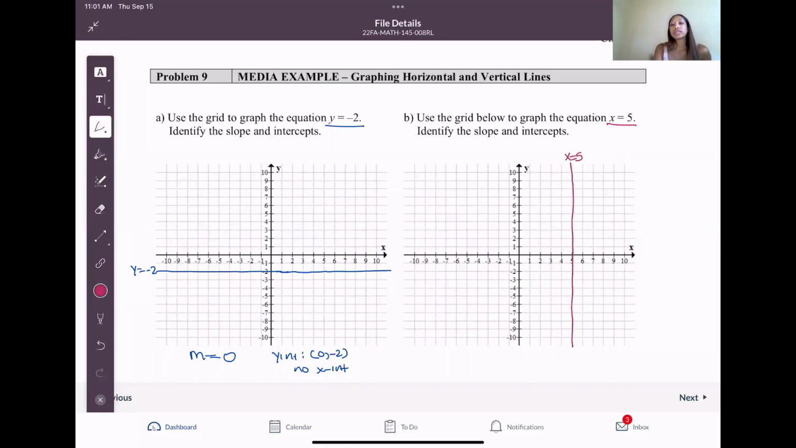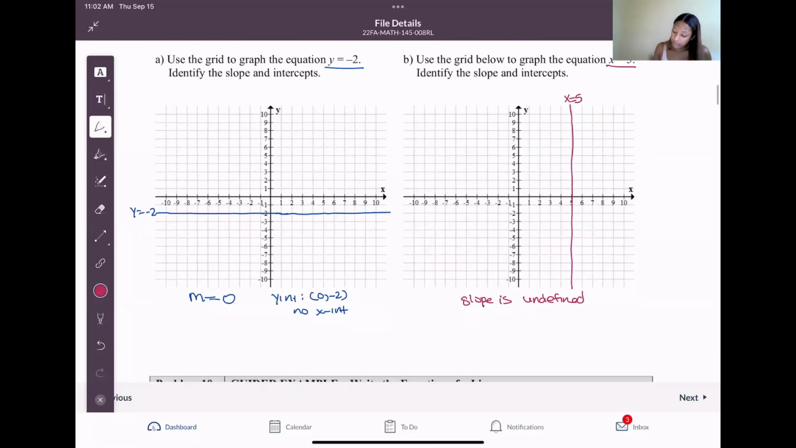For vertical lines, when we pick 2 points and try to find the slope, we end up getting 0 in our denominator. So vertical lines have no slope, or we say the slope is undefined. And for the intercepts, there is no y-intercept because the graph does not cross the y-axis, but the x-intercept is given by (5, 0).